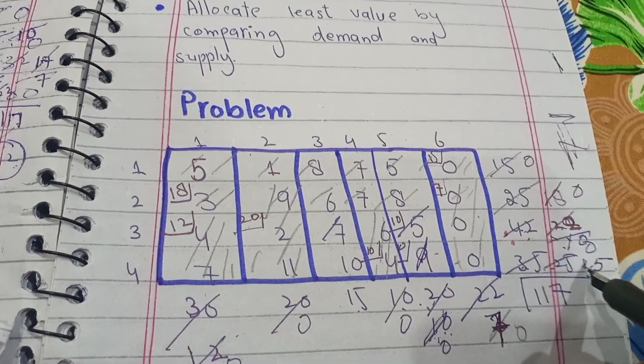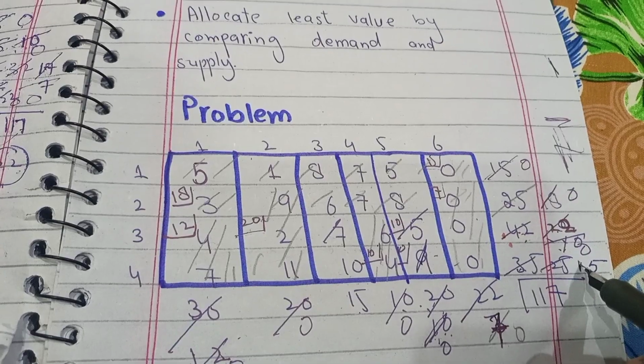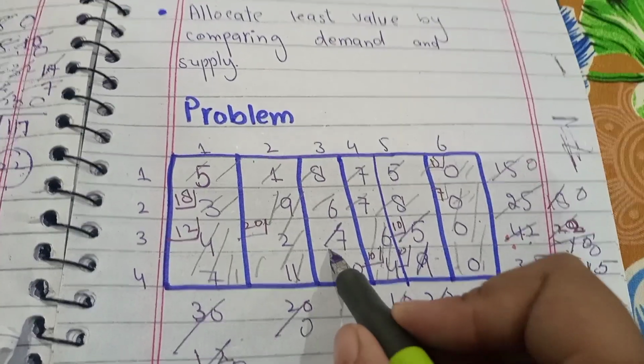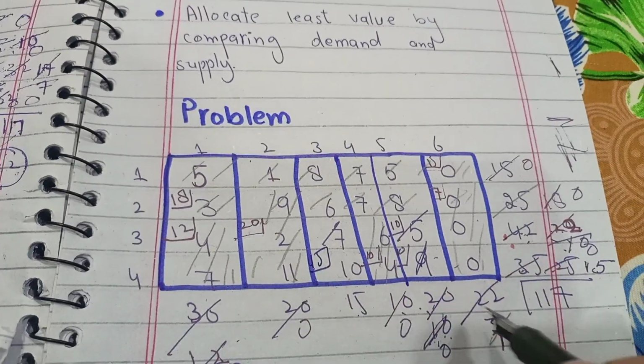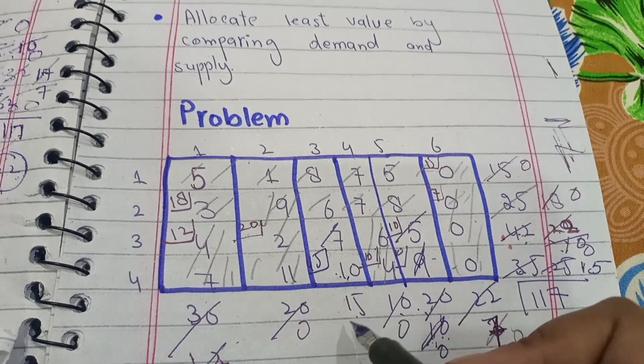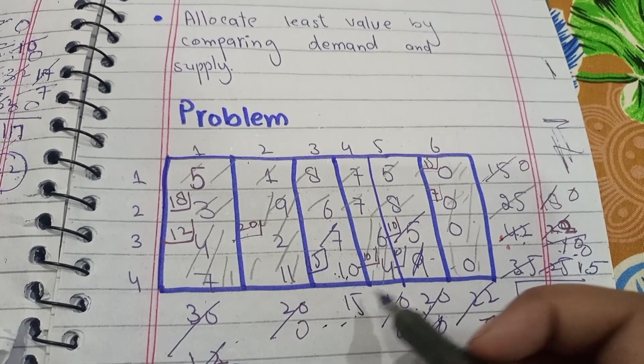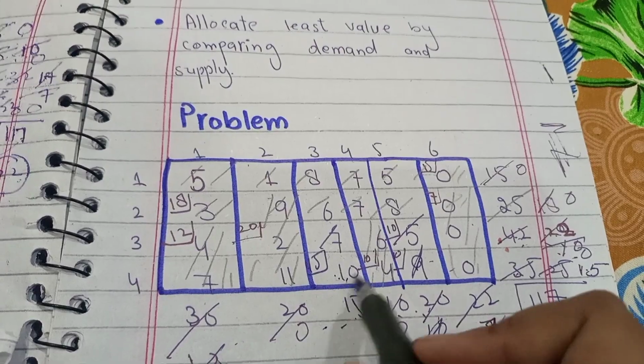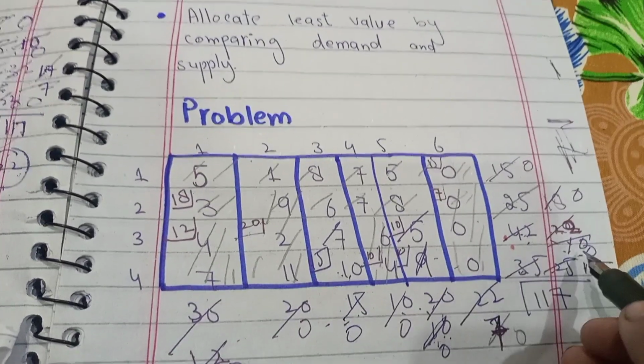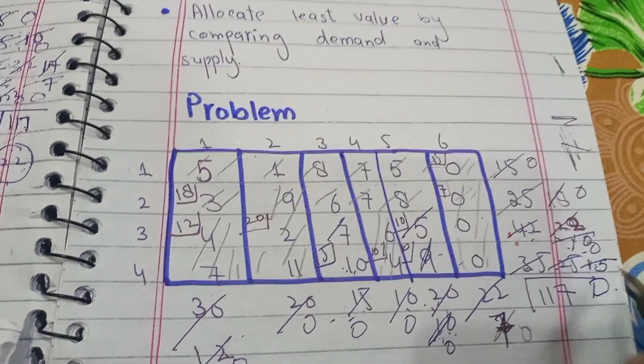The last numbers are 15 and 15. Demand is 15 and supply is 15. We will allocate 15 here. At the last cell, when the supply and demand are equal, that means the problem is being solved correctly. Now 15 will turn into 0 and 15 will turn into 0.